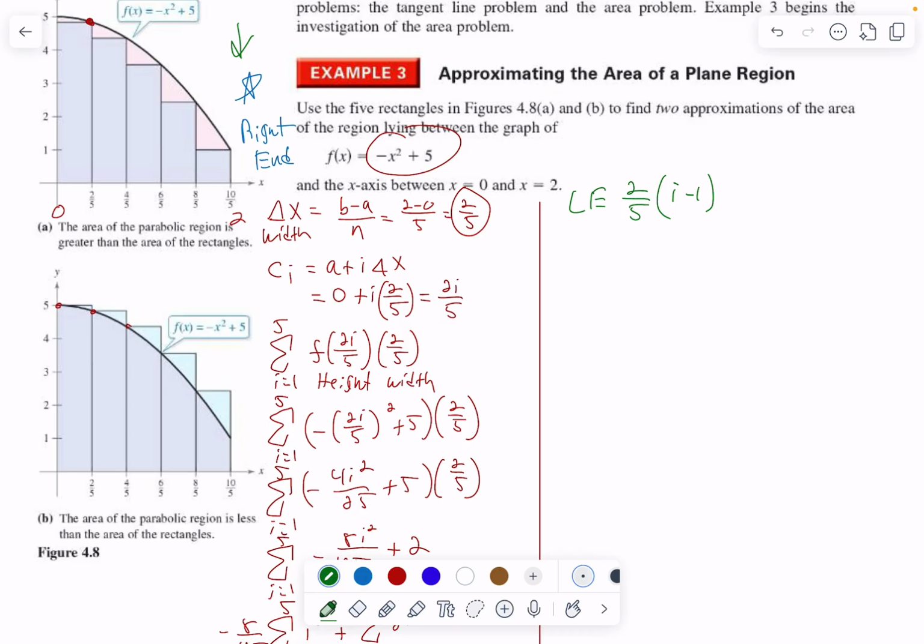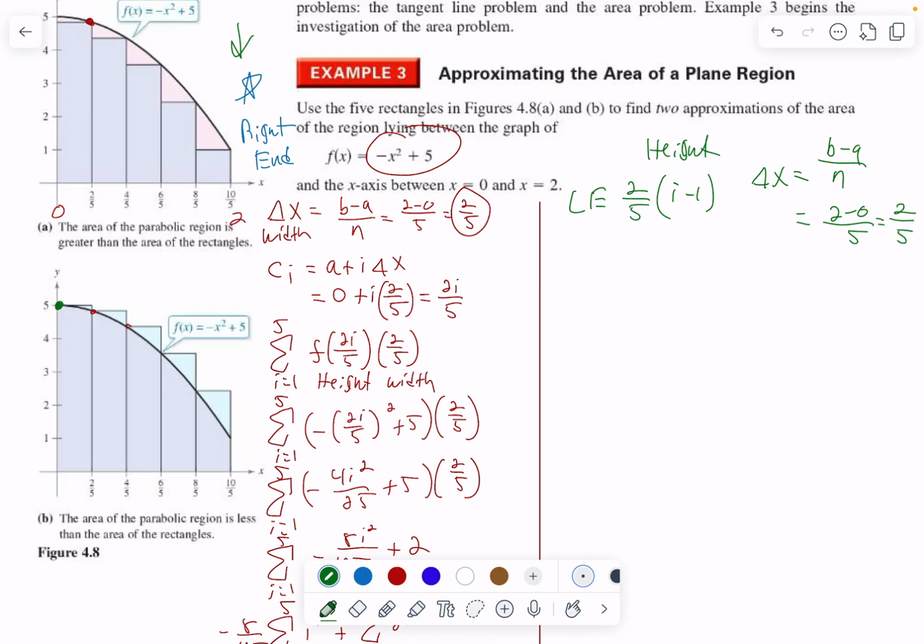All right, so if it's the first index, 1 minus 1 is 0. We want it to start right there. Okay, alrighty then. So this will end up being the height. And the width, again, delta x, is the upper bound minus the lower bound divided by n, which in this case is 2 minus 0, again, over 5, because there's 5 rectangles, which makes it 2/5.